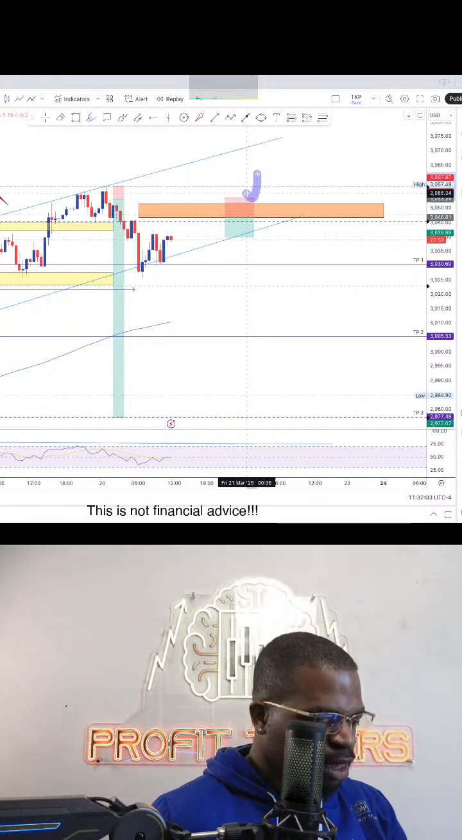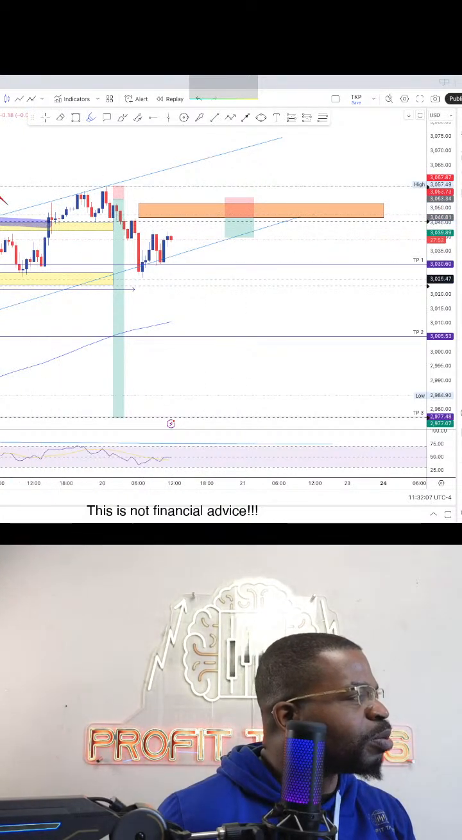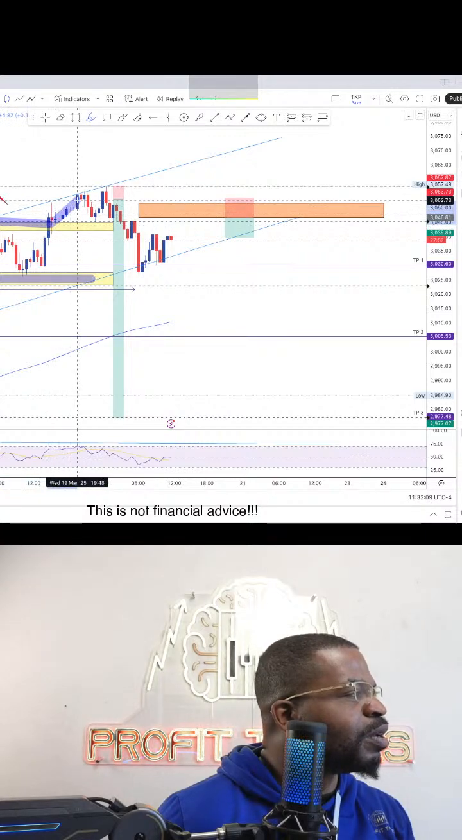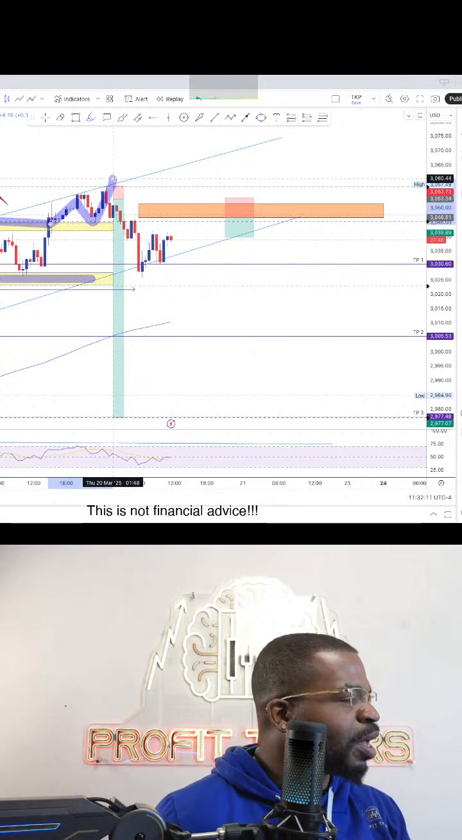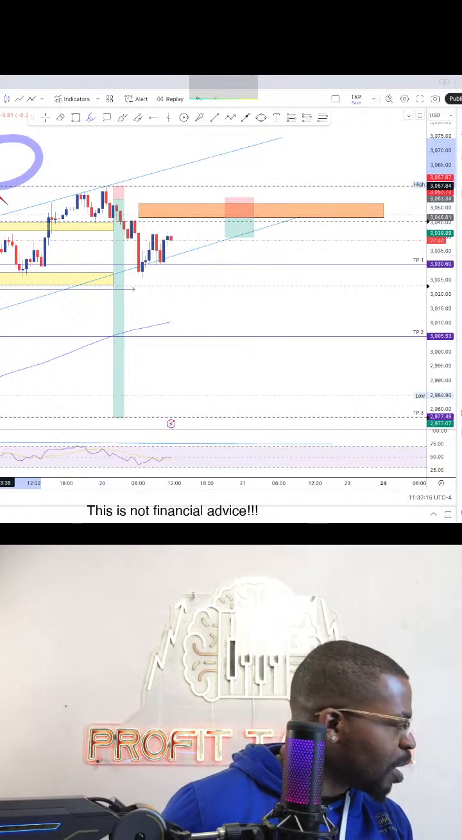But yeah, back to this setup. You were looking for the break and retest strategy right here, which is legitimate. That strategy works. Like I said, the only thing that you missed was divergence.